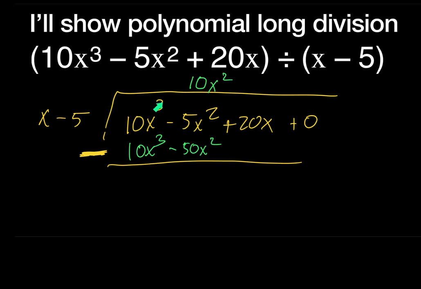So first thing first, 10x cubed minus 10x cubed is 0, and it should be. That's what I want it to be. If it's not 0, I did something wrong up here. So this is 0. Negative 5x squared minus a negative is plus. So I have negative 5 plus 50, 45x squared. And then I bring down the next term. And I do the same process again.